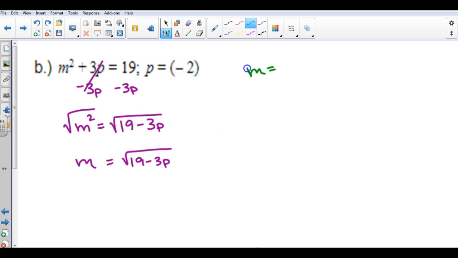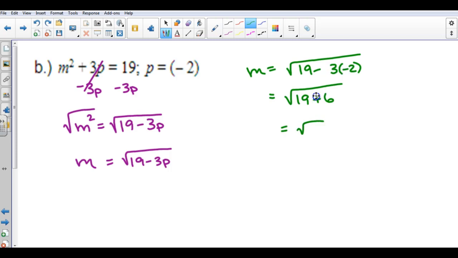So m equals the square root of 19 minus 3 times that p value of -2. And then I get the square root of 19, and -3 times -2 is positive 6. That becomes the square root of 25. So then at the very end, m is equal to 5.